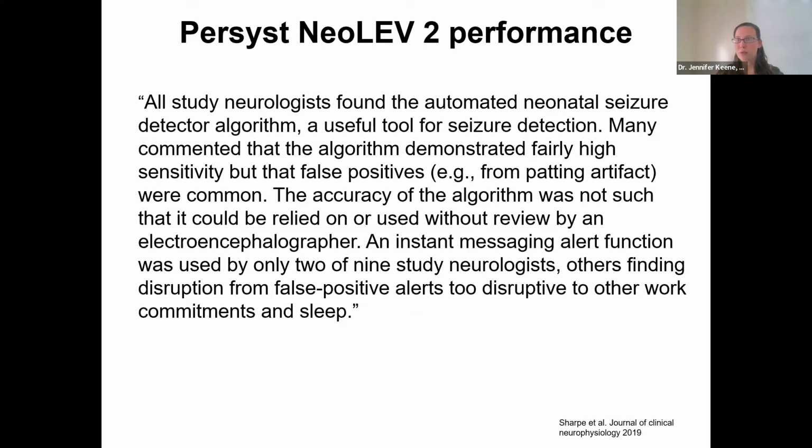Around the same time, the first generation Persyst seizure detection that was used with that Neonatal 2 trial we talked about earlier didn't publish the specific performance, but did publish a qualitative discussion of the use of this neonatal seizure detector. And this is a quote that I like: all study neurologists found the automated neonatal seizure detection algorithm a useful tool for seizure detection, but many commented the algorithm demonstrated fairly high sensitivity, but the false positives were common, and it was not such that it could be relied upon.